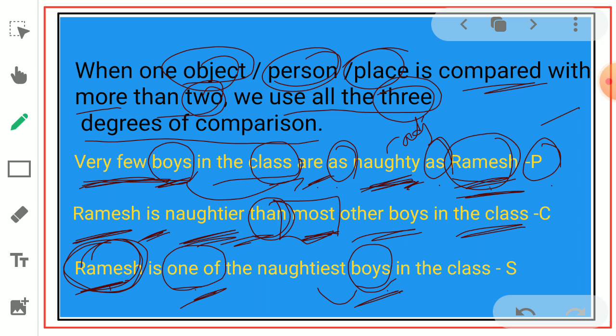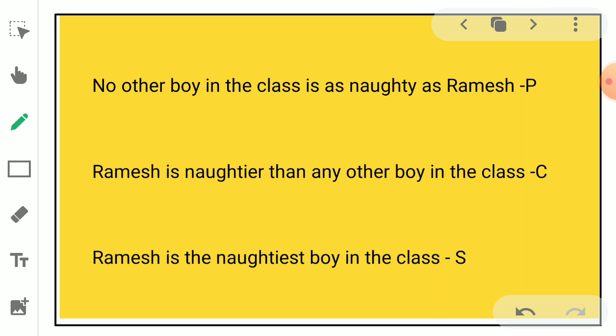Got it? So it is very easy to understand. The same formula is applicable to each and every sentence. Thereby, you have to understand this concept very clearly. Let's move on. No other boy in the class is as naughty as Ramesh. Here also the same sentence is taken, but there is no plural form. Here it is singular. In positive form, we have singular is.